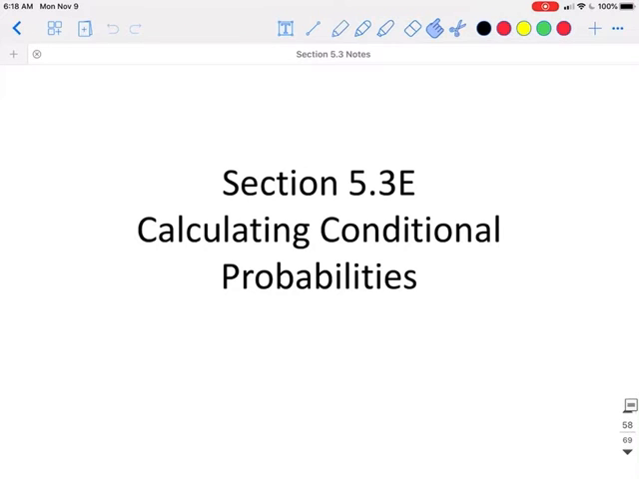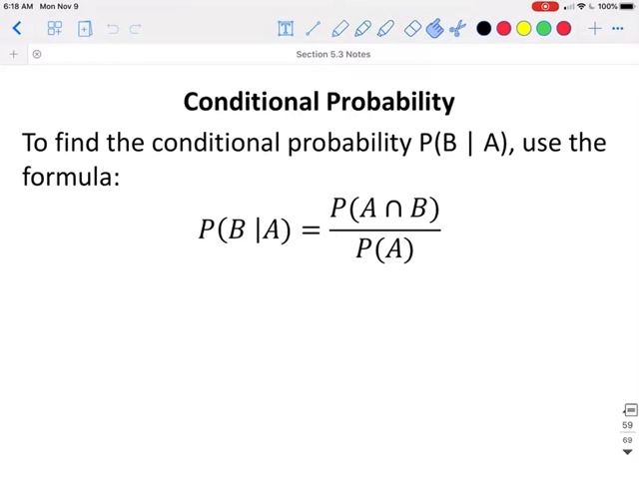This is section 5.3, part E, calculating conditional probabilities. To find the conditional probability, or the probability of B given A, we're going to use the following formula. We're going to do the probability of A and B divided by the probability of A.